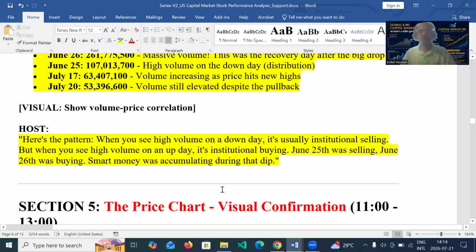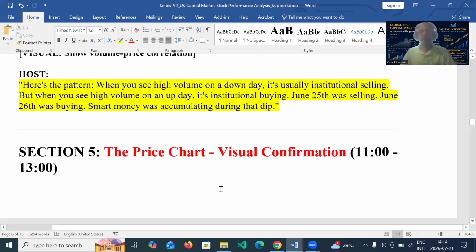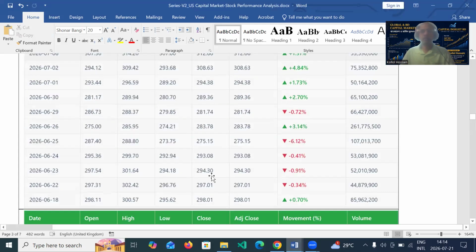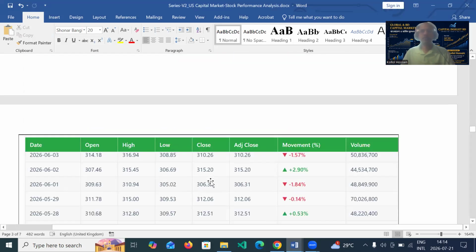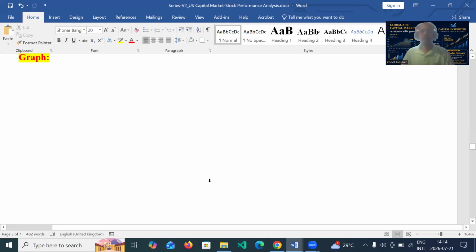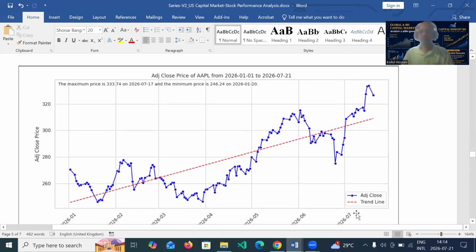Here's the pattern. When you see high volume on a down day, it's usually institutional selling. But when you see high volume on an up day, it's institutional buying. So June 25th was selling, June 26th was buying. Smart money was accumulating during that dip. Now I am showing you the price chart of that range where we can get a look.